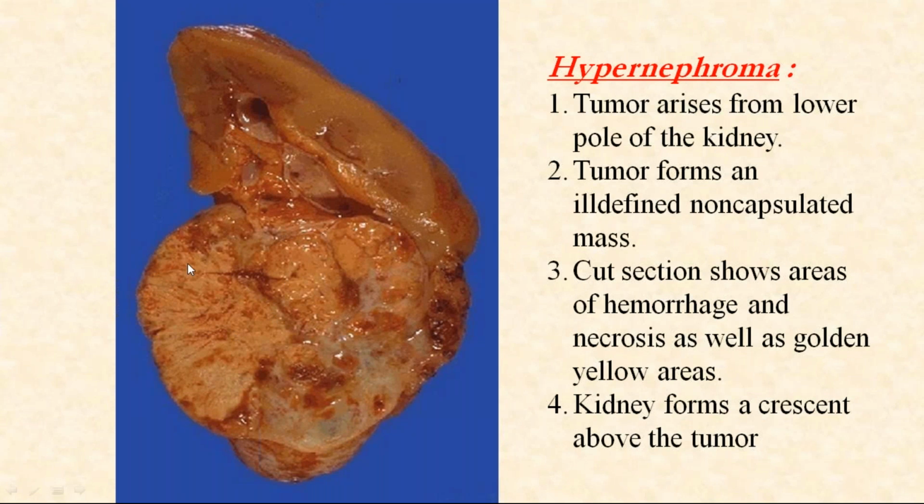So this is a tumor involving the lower pole of the kidney. It is non-capsulated, no capsule is there, so it is irregular in outline. In this cut section, the red areas are the hemorrhages, and necrosis is associated with it, and golden yellow color will be seen. This is the golden yellow. And this is the necrotic part, the black one. This is a cut section of the hypernephroma.